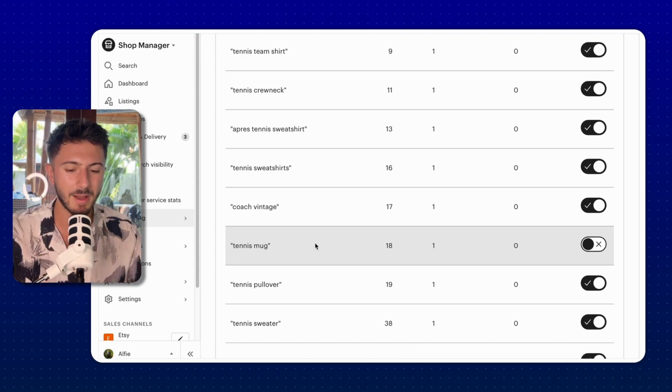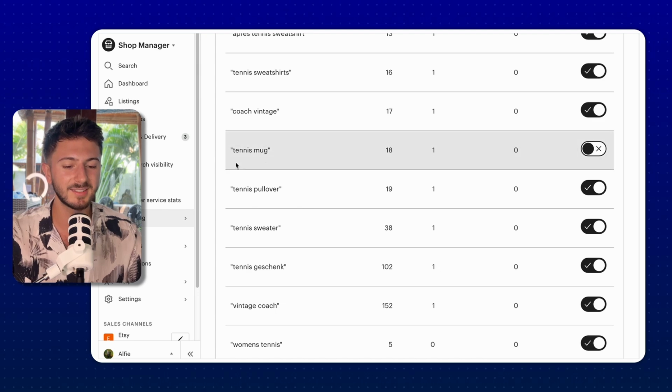That's what we want. However, if you look to one here that says tennis mug, and that's taken a click, this is somebody that's gone on Etsy.